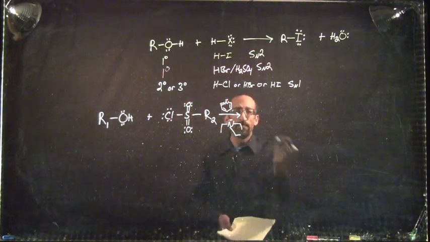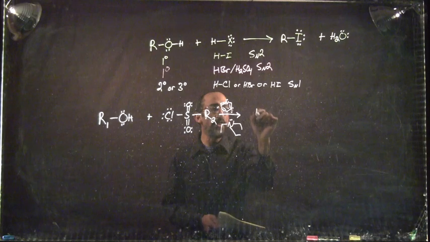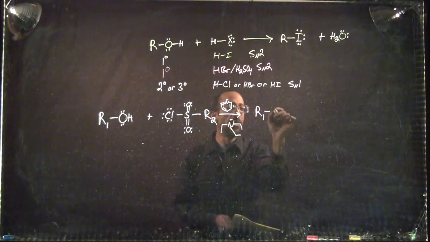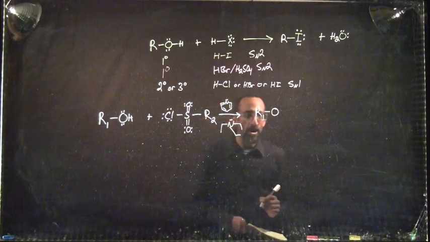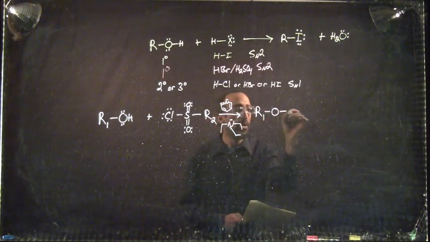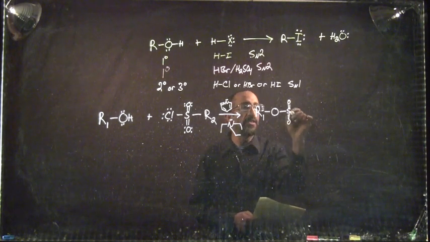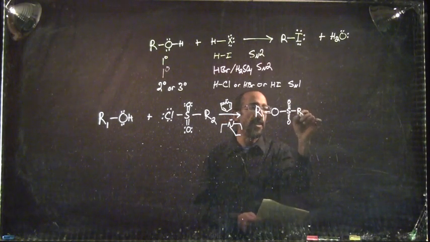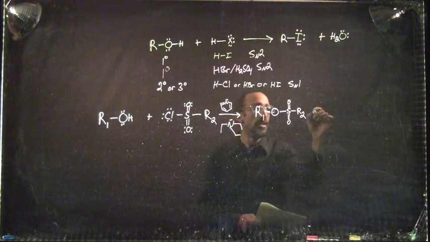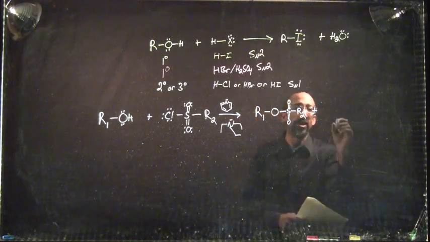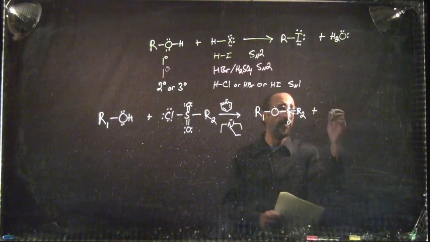to form our sulfonate ester. So now we have the R group from our alcohol, we have the oxygen from our alcohol, we have the rest of that sulfonyl chloride and its R group, R2, plus our protonated base and a chlorine anion, which is a salt pair, right?